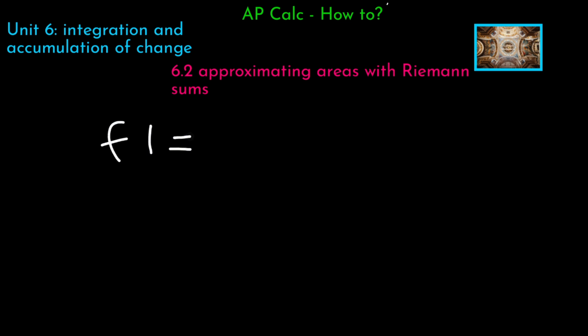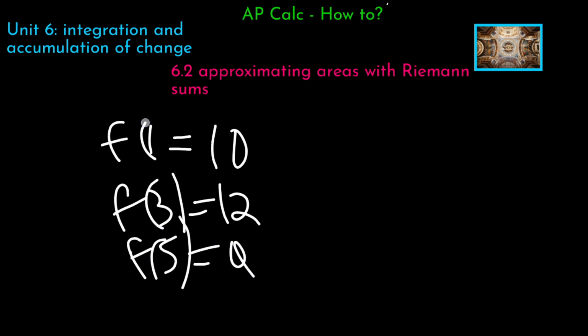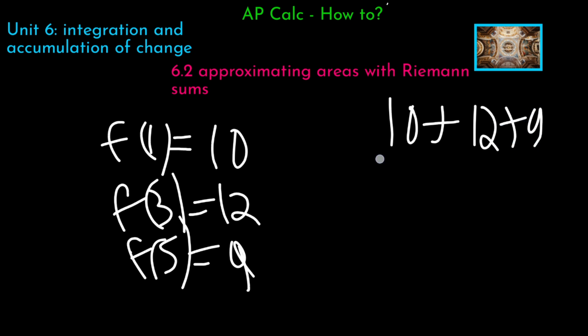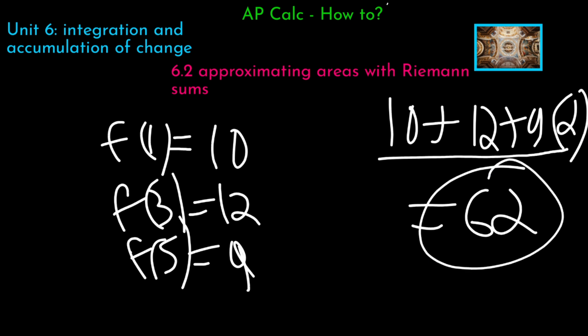f of 1 is 10, f of 3 equals 12, f of 5 equals 9. Midpoint Riemann sum. We're going to add these heights and times by 2, which becomes 62. So we have 62 units squared using the midpoint method.